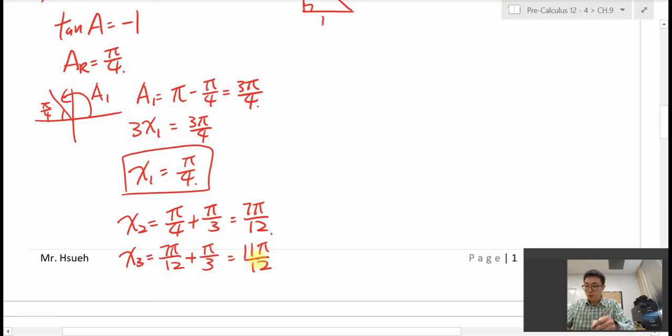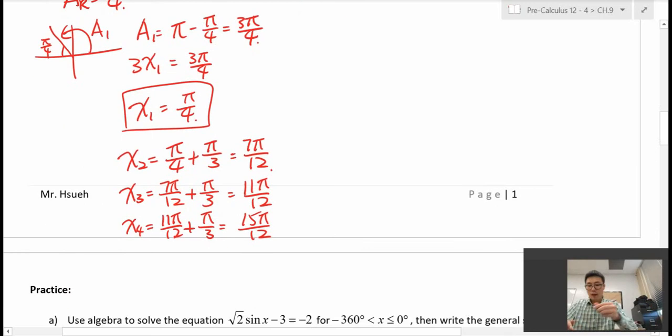This is still less than 2 pi, so we're going to keep going. We're going to find x4. That's 11 pi over 12 plus pi over 3, plus 4, so 15 pi over 12. And we can find x5. Same thing, 15 pi over 12 plus 3 pi over 12, and pi over 3 is 4 pi over 12. This is going to be 19 pi over 12.